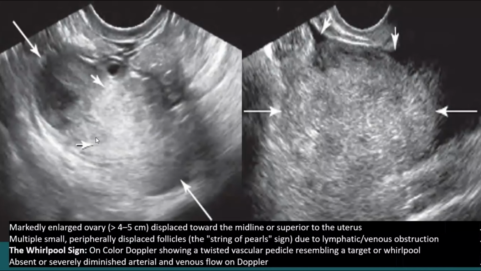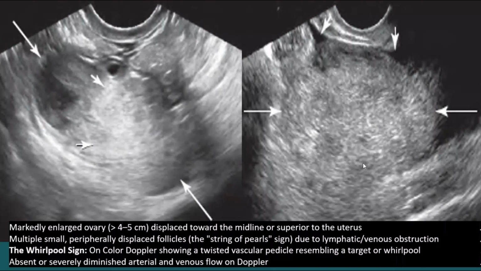And here you can see another case of ovarian torsion. This is a transverse transvaginal image of the right ovary, and here you can see that the ovary is markedly enlarged, and it is also showing a prominent echogenic area which comprises much of the ovary, and this echogenic area is due to hemorrhage.